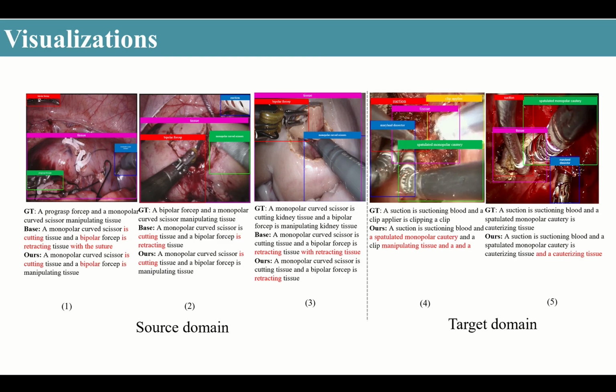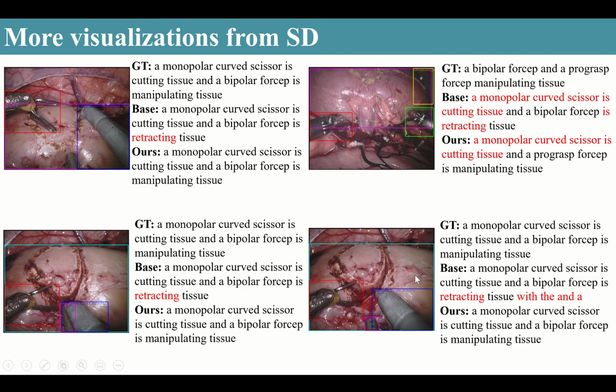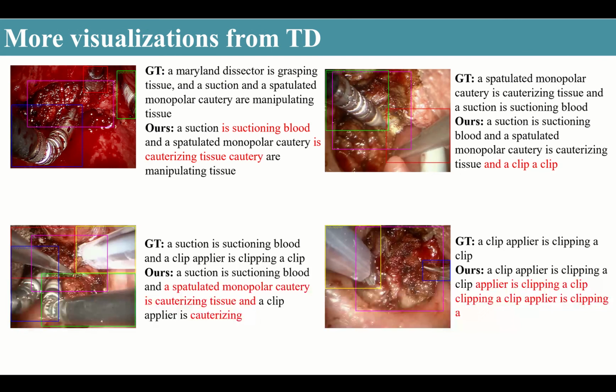We also visualize some examples predicted by our proposed model for the source domain and target domain, and compare the predicted caption with the ground truth and the predicted caption from the base model. These are more visualizations from the source domain. These are more visualizations of the predicted captions from the target domain.